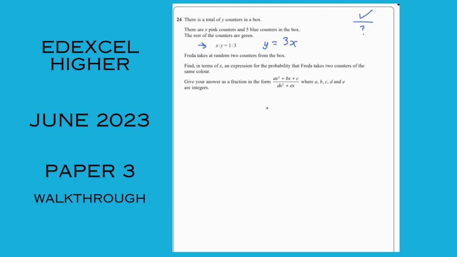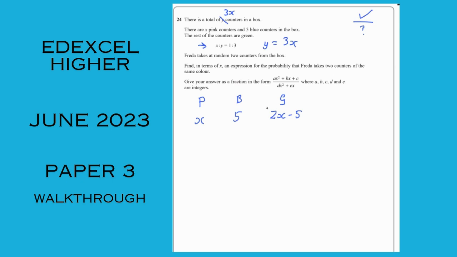Now let's look at the colours. We've got x amount of pink, we've got 5 blue, and we've got some green. Now there's a total of y. Well, hold on. That total is 3x. So the total is 3x. How many greens are there? Well, we need to take away x and take away 5. And that's the expression we can write for how many greens are in this question. We can now move on.